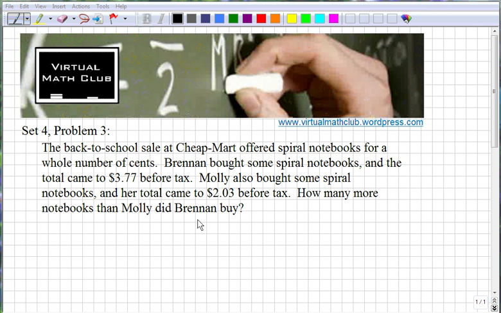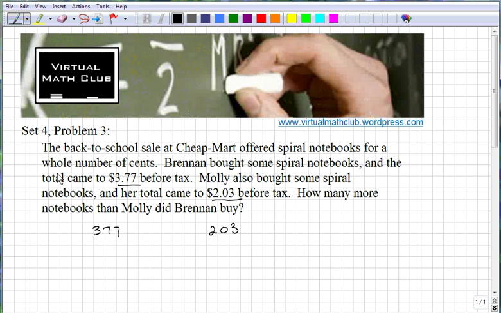Alright. So, my hint to you would be to look at these two numbers, okay? And I probably would convert them to cents. So let's say we have 377 cents. That's the same as $3.77. And 203 cents. And we know that 377 has to be the product of the number of notebooks that Brennan bought times the price per notebook.